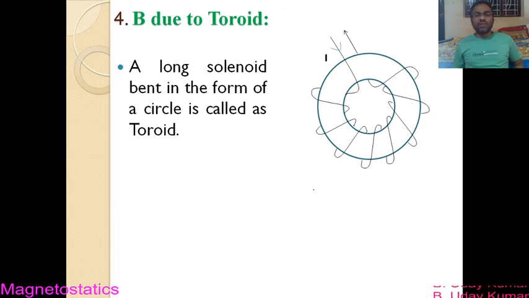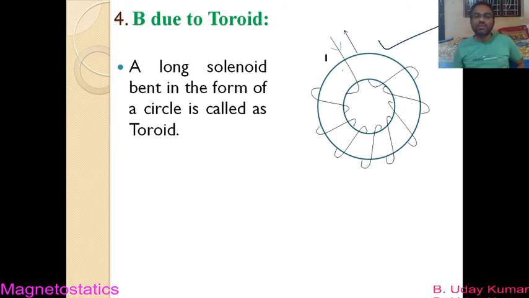So what is a toroid? A toroid completely depends on a solenoid. If you understand what a solenoid is, you automatically understand what a toroid is. Remember, a solenoid is of a spring shape, right? So if that spring shape is bent in the form of a circle, you get a toroid. This is what a toroid is.